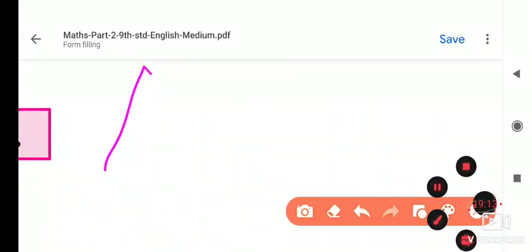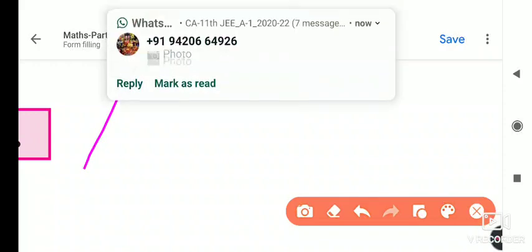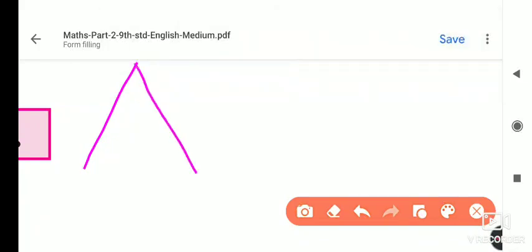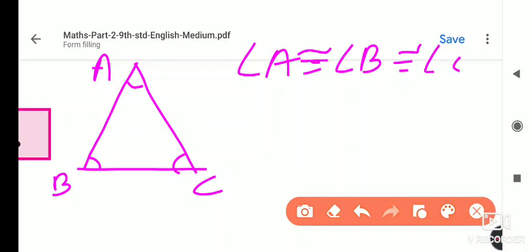So this is our triangle. I am going to give you only the hint. This is my triangle ABC. As it is given, angle A is congruent to angle B is congruent to angle C. And we have to show its sides are also congruent to each other. So first you draw the angle bisector here.